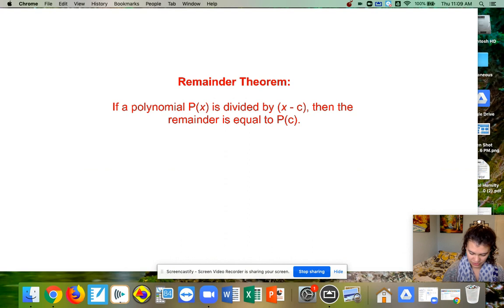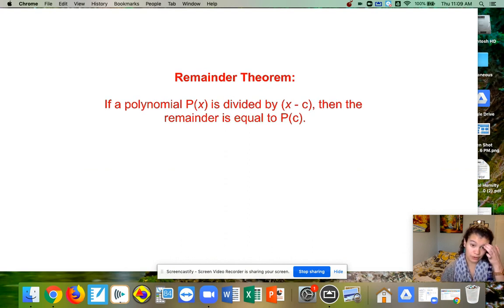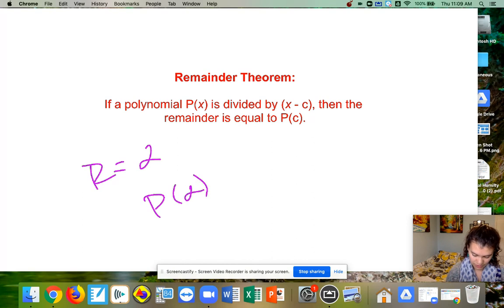So that brings us to the remainder theorem. If polynomial p of x is divided by x minus c, then the remainder is equal to plugging in that c to your function. So if you get a remainder of 2, if you do p of whatever your c value is, you should get 2. So you can just plug in that number to figure out what the remainder is instead of actually dividing.